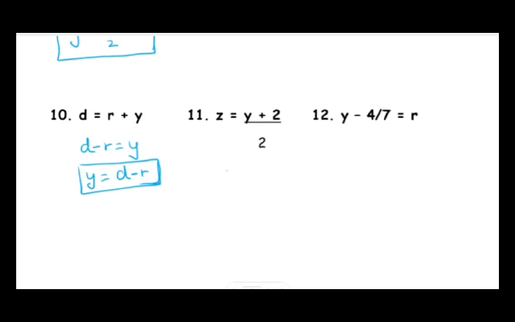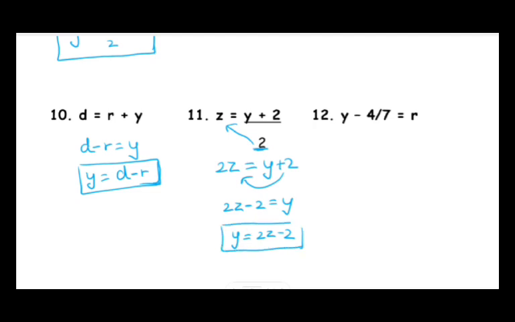So here we go. This denominator moving to the left hand side will get multiplied to z. So it becomes 2z is equal to y plus 2. This plus 2 shifts to the left hand side now. So it becomes 2z minus 2 is equal to y. Y is equal to 2z minus 2. And that's your answer.